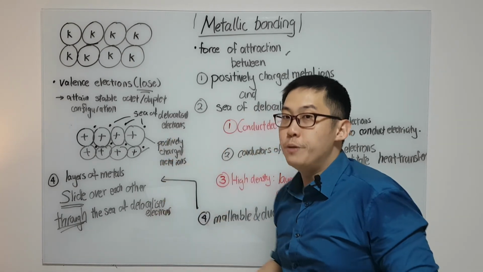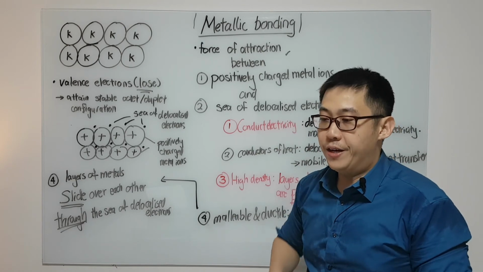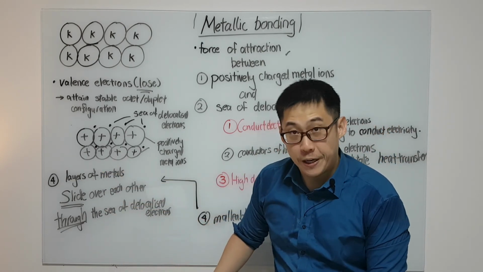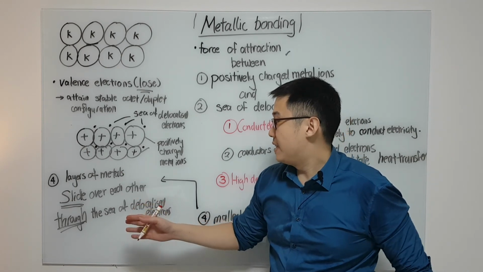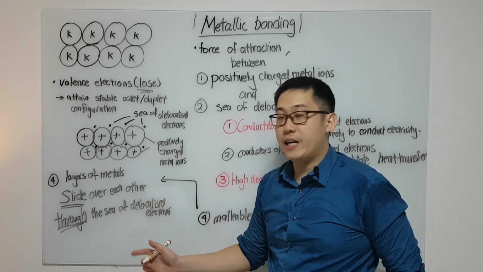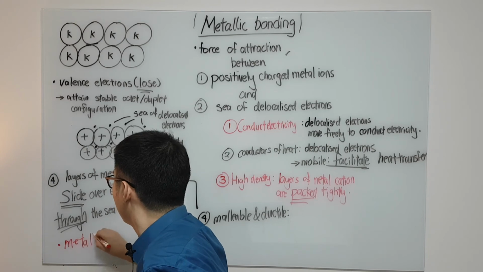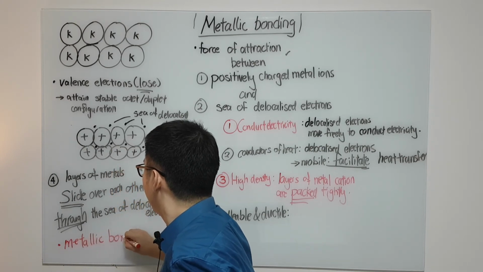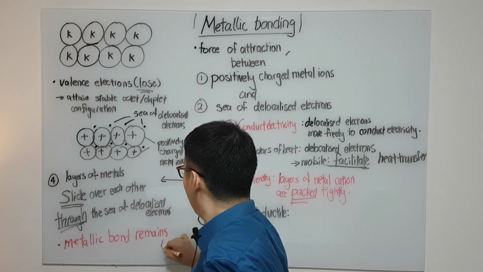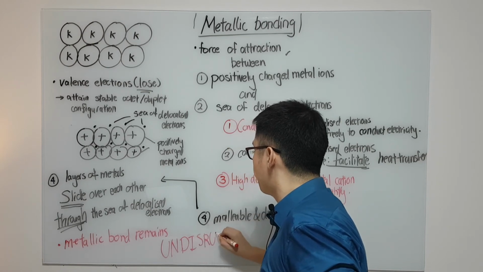And since the question most likely sometimes asks why they do not break, you will always end off with because of layers of metal sliding over each other. What happens is that these metals slide over each other through the sea of delocalized electrons. This results in the metallic bond remaining undisrupted.